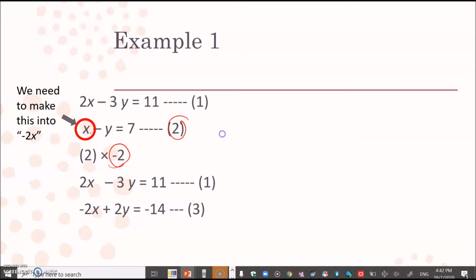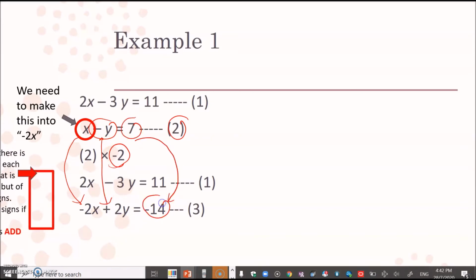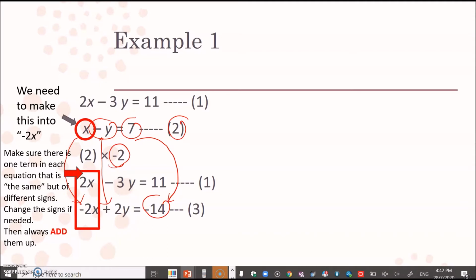Alright, so x times negative 2, you get negative 2x, minus y times negative 2, you get positive 2y, and 7 times negative 2, you get negative 14. Alright, so what I have done now is that I have a zero pair, 2x and minus 2x. Alright, so we have it here. So this is your zero pair.